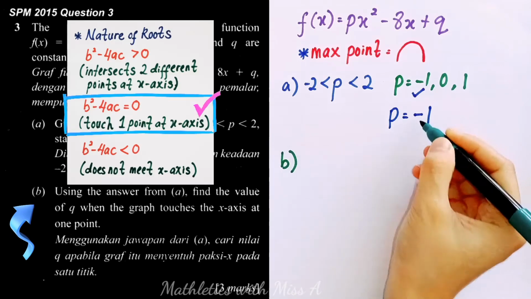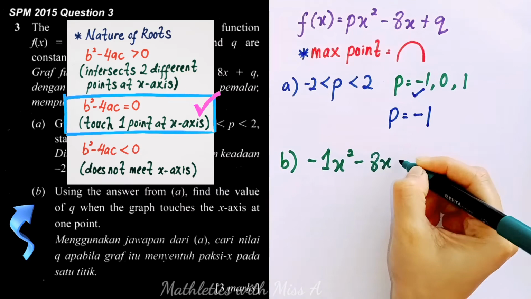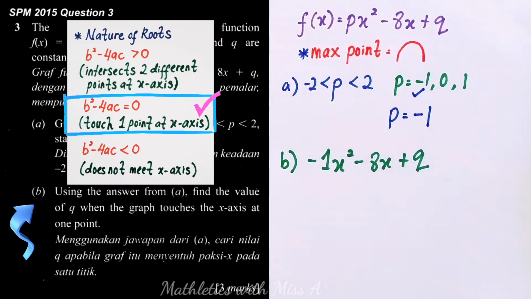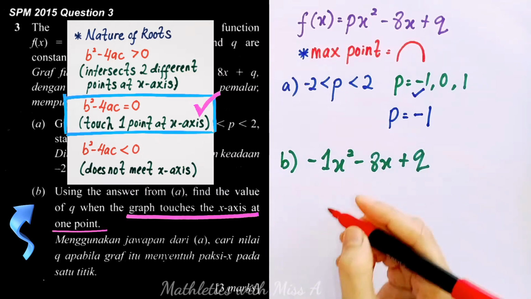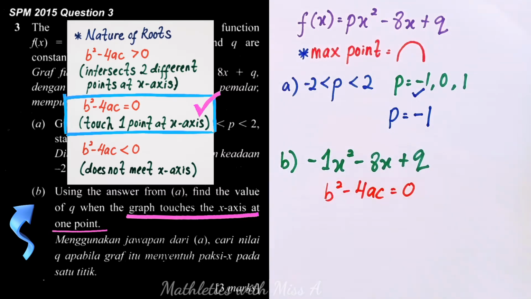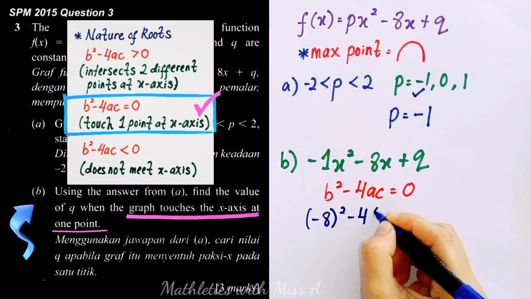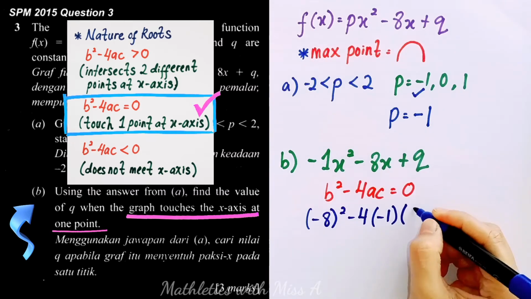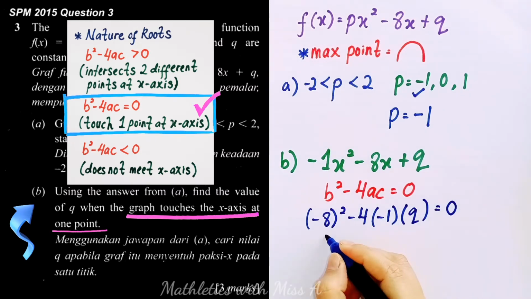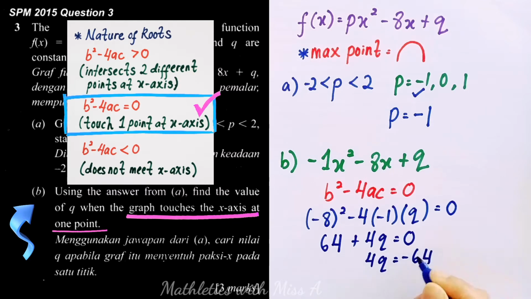B, using the answer from A, find the value of q when the graph touches the x-axis at one point. Insert the value of p. By using b^2 - 4ac = 0, then (-8)^2 - 4(-1)(q) = 0. So 64 + 4q = 0, so 4q = -64 and q = -16.